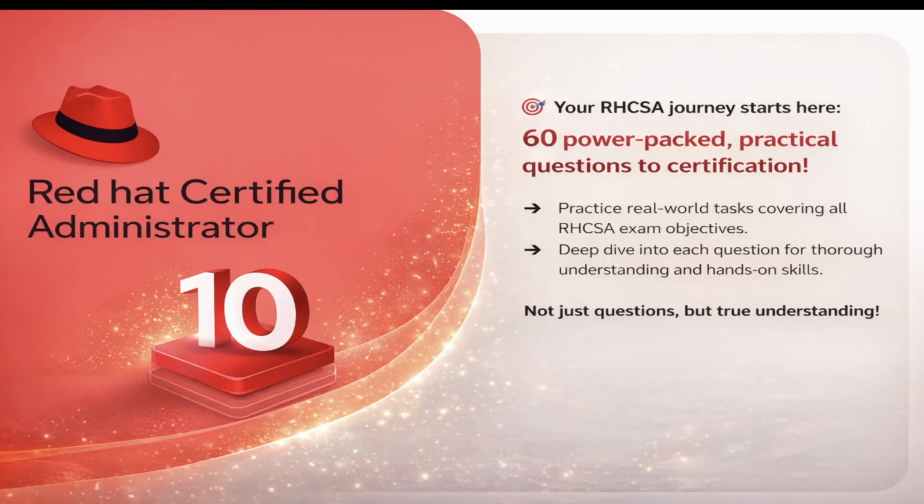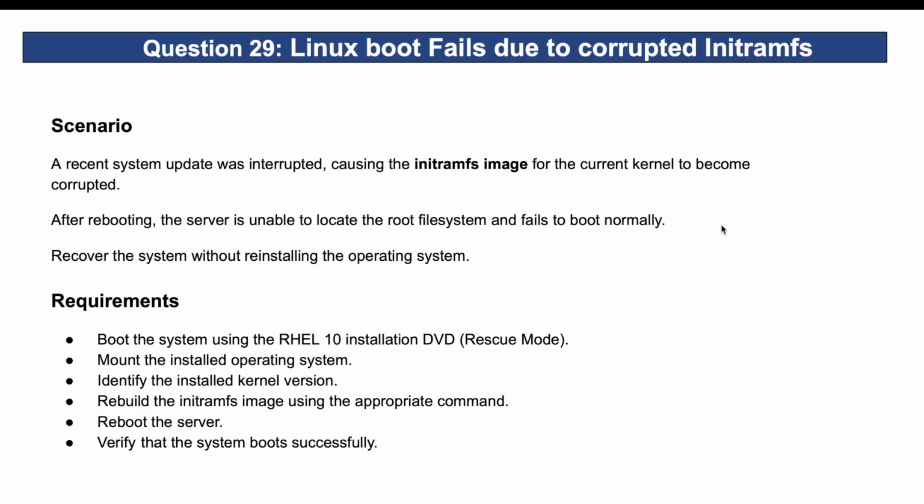So today, let's continue our RHCSA journey of 60 Power Pack practical questions to achieve your RHCSA exam. Today, in our question number 29, we will see our Linux machine fail to boot because of the corrupted initramfs. So what does the scenario state? A recent system update was interrupted, causing the initramfs image for the current kernel to become corrupted. And after rebooting, the server is unable to locate the root file system and fails to boot normally.